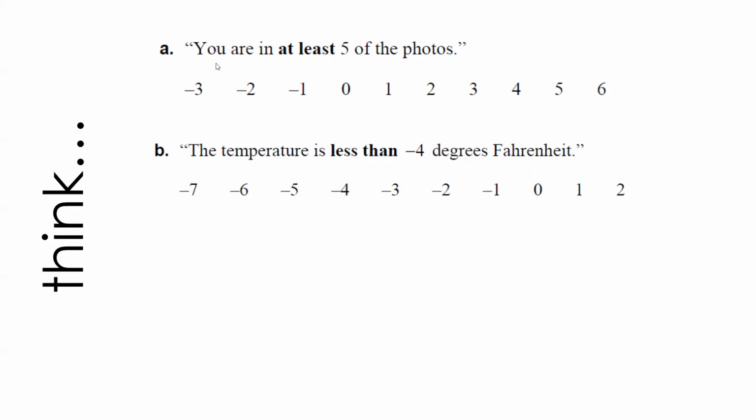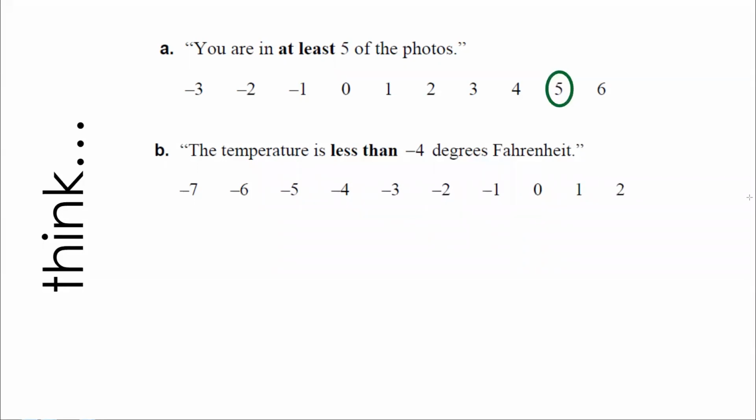So minimum tells me that 5 is the least that I can go. And so 5 is going to be part of that answer. Because if I'm in at least 5 photos, I can be in 5 photos. Now I have to figure out which direction this goes in. So is it with my 6s and up, or is it with 4s and down? And hopefully you're thinking it's 6s and up, because 5 is our bare minimum and we can go up from there.